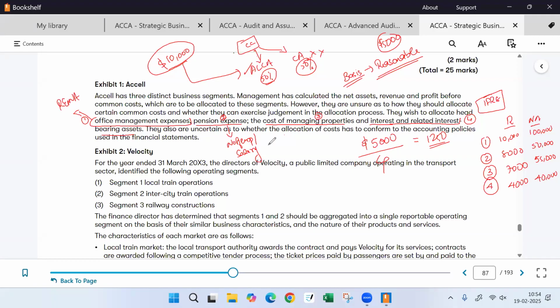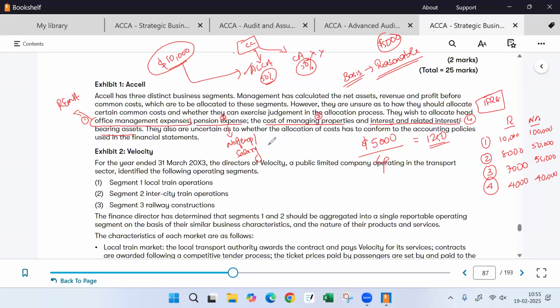Interest and interest-bearing assets. How will you allocate? Based on the amount of interest paid to the P&L, net profits basis you can say, or based on profit before interest and tax, correct? On that basis, you can allocate. The second basis is who has taken more loan, the amount of loan that has been taken. Value of assets and liabilities, which is net assets, correct? On that basis also, you can allocate the interest expenses.